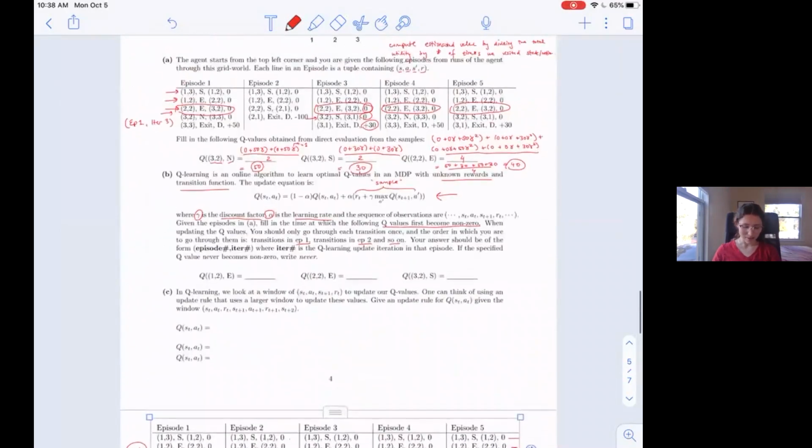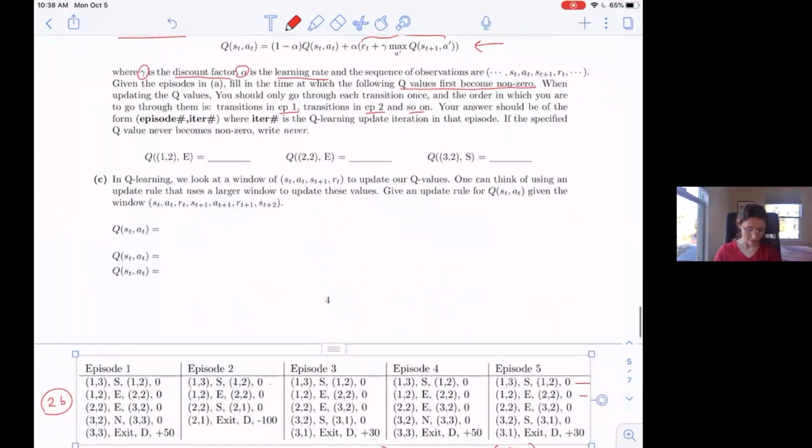All right, let's take a look now at the final part of this problem, part C. This part of the problem is asking us to look at a different window of samples than we usually look at to update our Q values in Q learning. Typically we look at a current state, an action we took at that state, the next state we get to, and the reward we got.